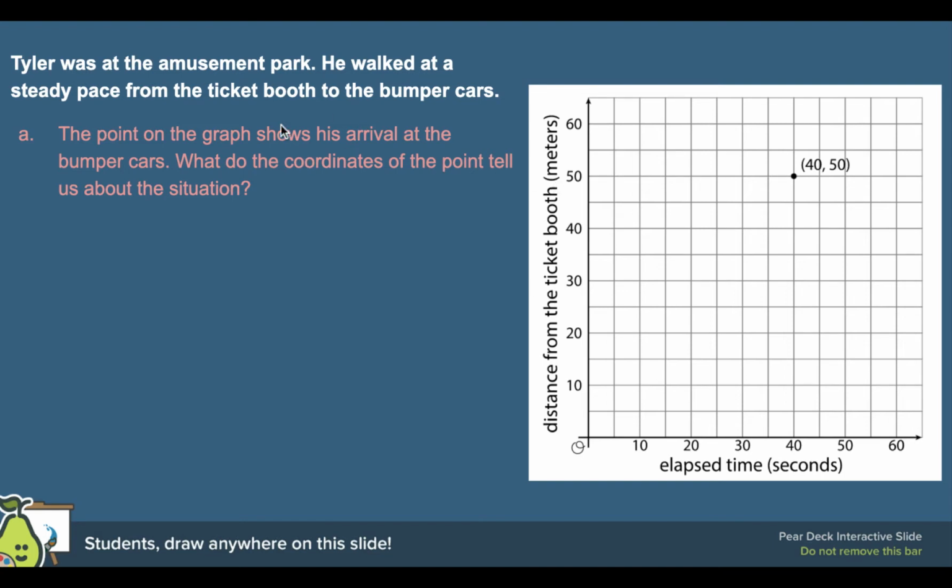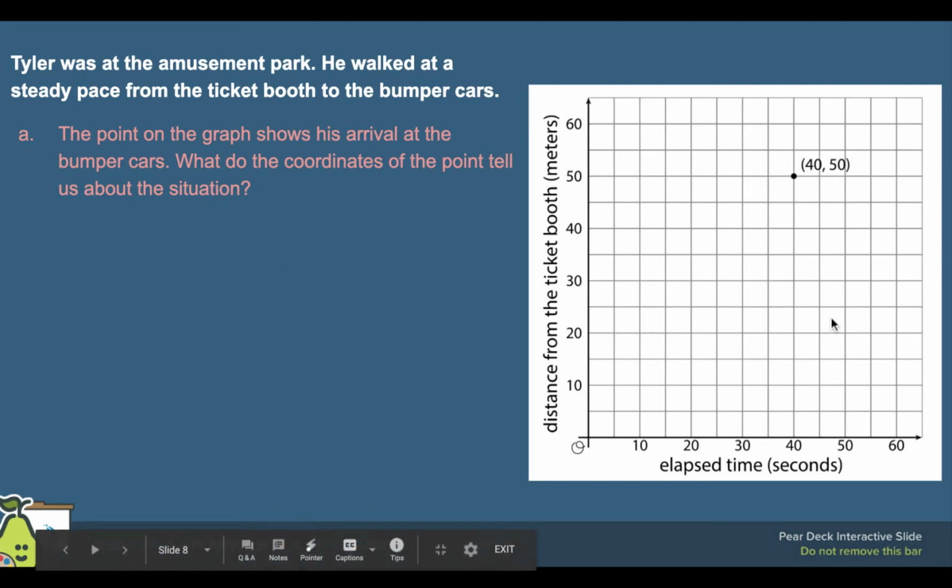So Tyler was at the amusement park. He walked at a steady pace from the ticket booth to the bumper cars. The point on the graph shows his arrival at the bumper cars. What do the coordinates on the point tell us about the situation? So for this question here, what does this point, 40, 50, represent? So give that a try. You could always check your answer in the third video.